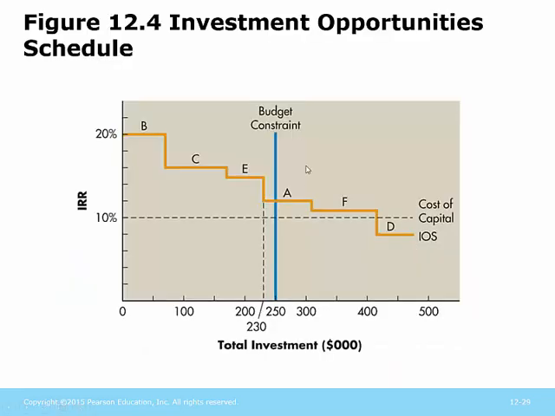This creates a stepwise pattern of internal rates of return. Here's the budget constraint, and obviously it shows we can do B, C, and E. We cannot do the rest of them.